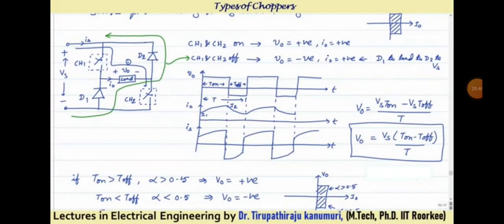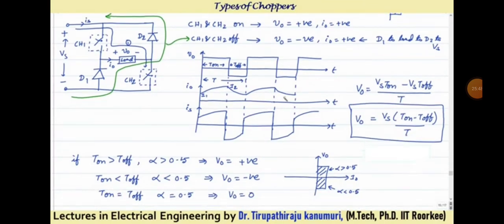Now you can see different conditions. First, if the value of T on is greater than T off, then T on minus T off is positive. So we can say that the output voltage will be positive. And if we calculate the value of alpha, it will be greater than 0.5. So in that case, we can say that V0 is positive.